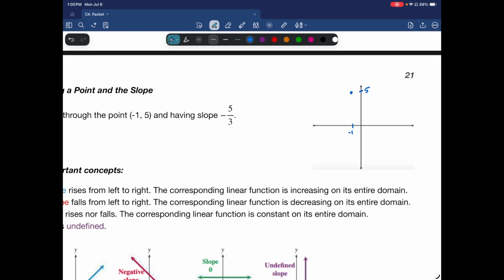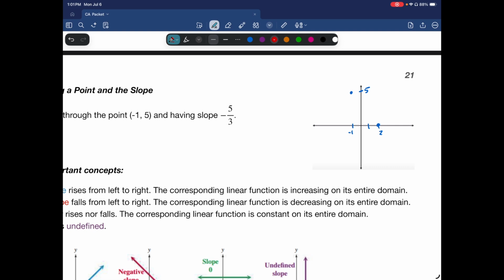There's my first point, and then it has a slope of -5/3. So -5/3, again, graphically, that means it's rise over run. And if the slope is negative, that means it's going down from left to right. So I first go down 5, that puts me back on the x-axis, and then I'm going to go right 3. So right 1 is 0, and then I got 1, and then 2. All right, so there's my second point.